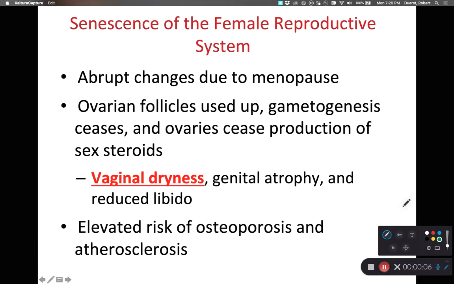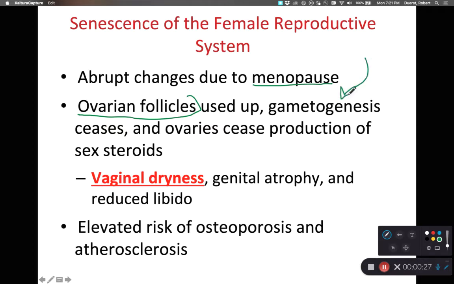Hi class, in this recording we're going to talk about senescence of the female reproductive system, the loss of function as we age. A lot of senescence occurs at menopause. That's a very abrupt time period for the female reproductive system. At this period of time during menopause, the ovarian follicles are used up. There are no more viable follicles.